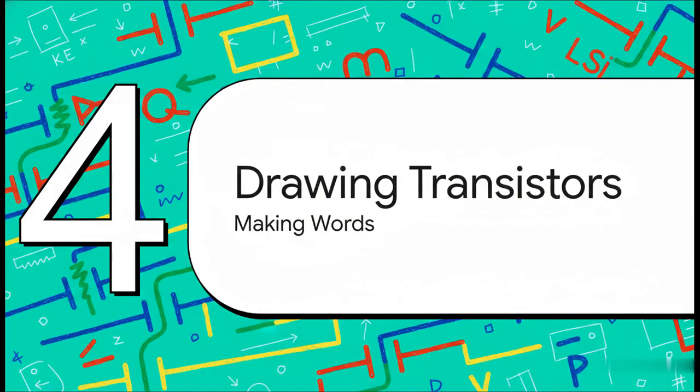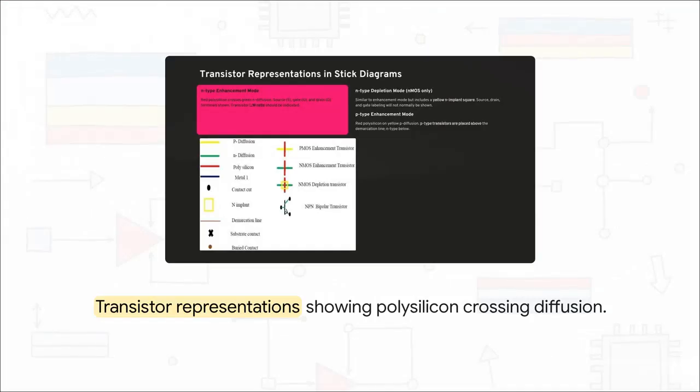Okay, section 4, drawing the transistor. Now, what's really fascinating about this slide is how simple the magic trick of stick diagrams truly is. Just look at the N-type enhancement mode transistor. How do you actually draw a transistor? You literally just cross the red line over the green line. That's it. Wherever red polysilicon crosses green N diffusion, boom, a transistor is abstracted.